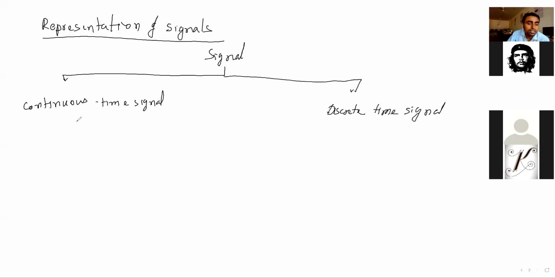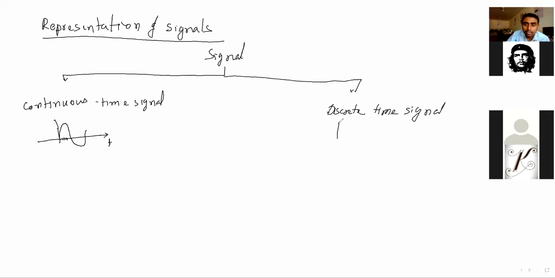A continuous time signal means it is present for every instant of time. If you take any signal, you can see that the amplitude value exists for every instant of time. Every instant of time means if t equals 1, then we have some amplitude value. If t equals 1.001, then also we have an amplitude value. If t equals 1.00001, then also we have an amplitude value. It exists for every instant of time. Then this is called a continuous time signal.